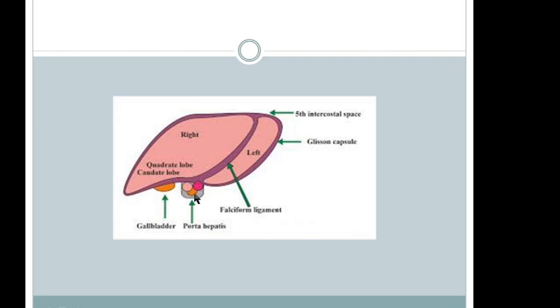This is the porta hepatis, where the biliary duct, hepatic artery and hepatic vein leave the liver. That is known as the porta hepatis.